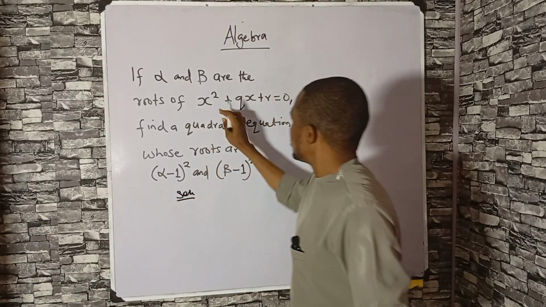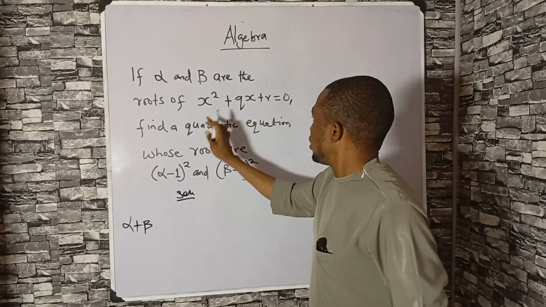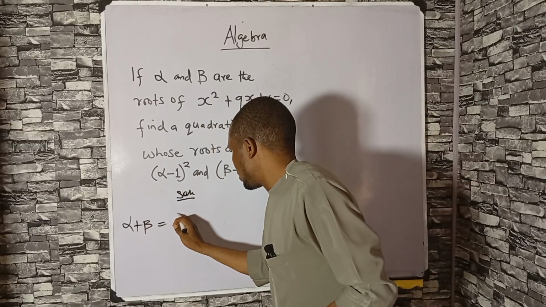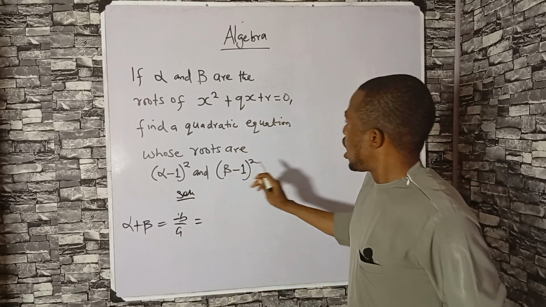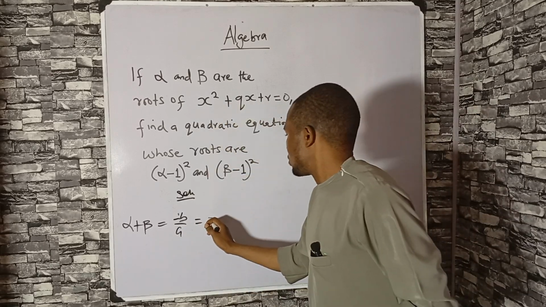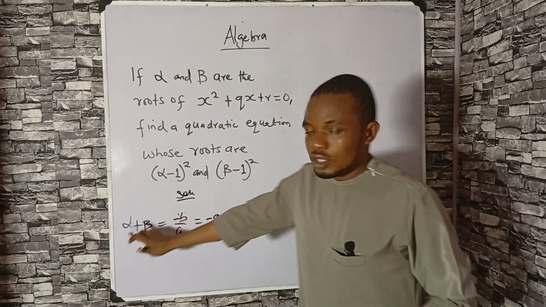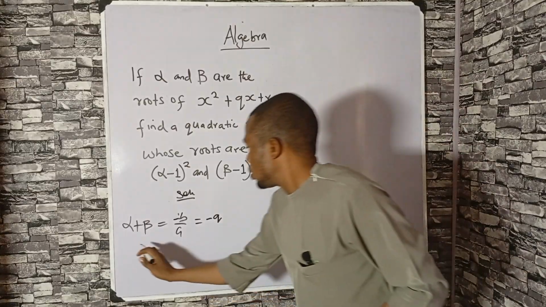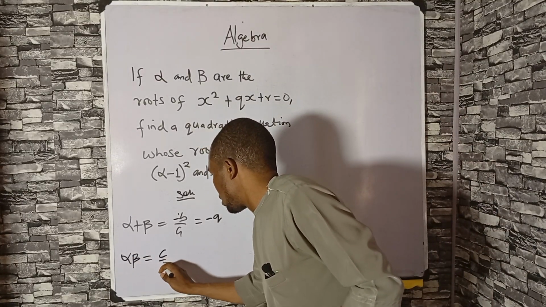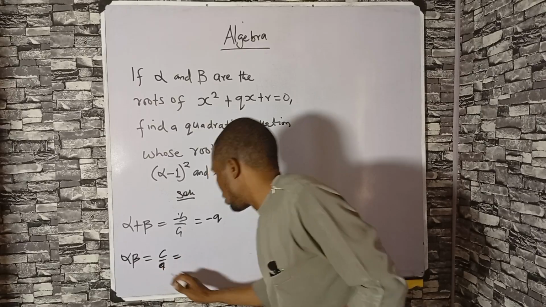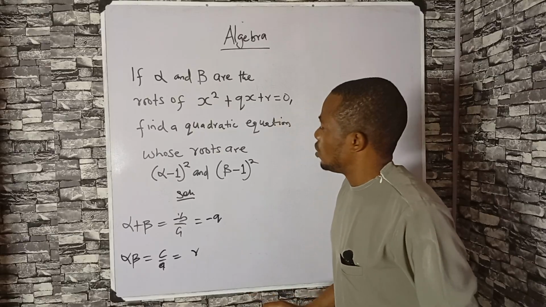So, the sum of the roots of the parent equation, when you add alpha and beta, is minus b over a, and here our b is q, but it comes with a minus, so minus q over a is minus q. So the sum of the roots is minus q. Product, when you multiply the parent roots, that is c over a, and c here is r, so it's just r. We are done.